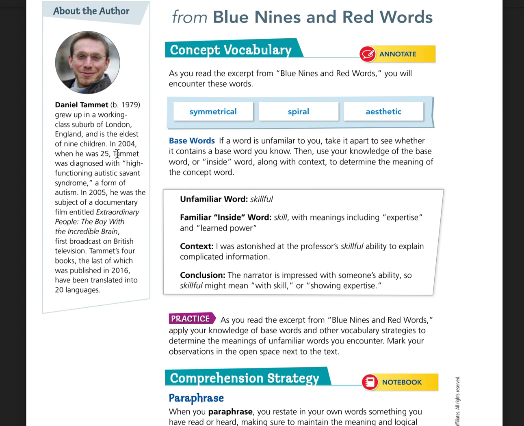Pretty crazy. In 2004, when he was 25, Tammet was diagnosed with high-functioning autistic savant syndrome, which is a form of autism. In 2005, he was the subject of a documentary film entitled Extraordinary People, The Boy with the Incredible Brain, first broadcast on British television. Tammet's 4 books, the last of which was published in 2016, have been translated into 20 languages.